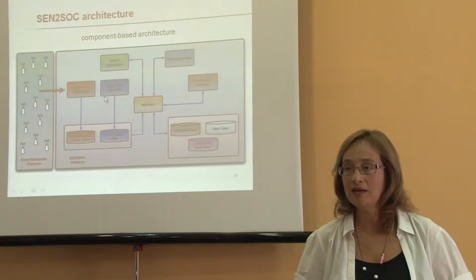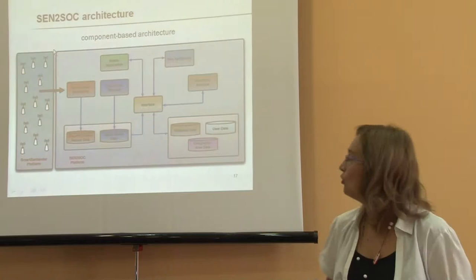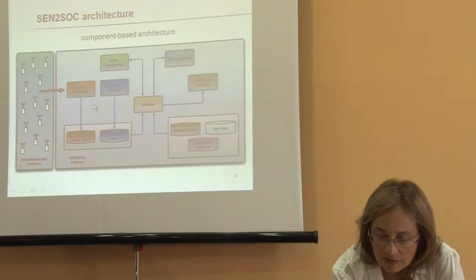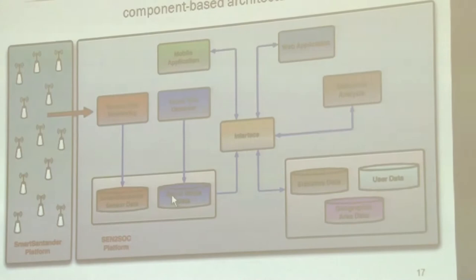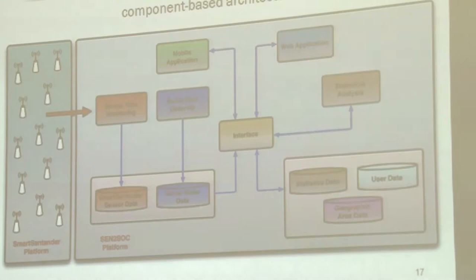At the same time, run in parallel, we need a component for the social data. As you can see here on the slide, you have the sensor data, monitoring, and the corresponding data store. We have the social data observer and the corresponding social data store. So the problem was how to integrate those two and how to finally offer the applications in the front end, which, as I said, are both a web application and a mobile application.